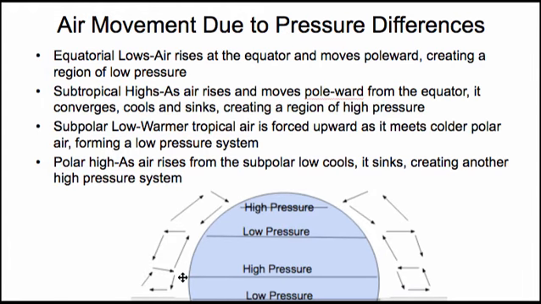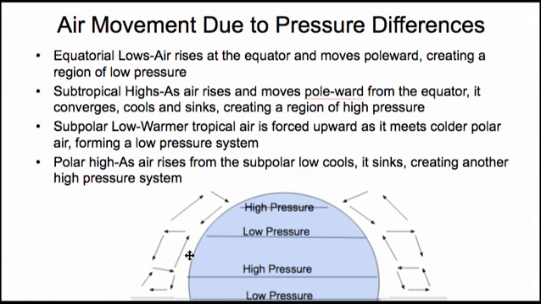The air rises and moves poleward from the equator. It converges, sinks, and creates an area of high pressure. That's right here. Okay, that's your subtropical high. Okay, so as it's from the low, if it's rising and sinking, that's your subtropical high. Then you end up with your subpolar low.